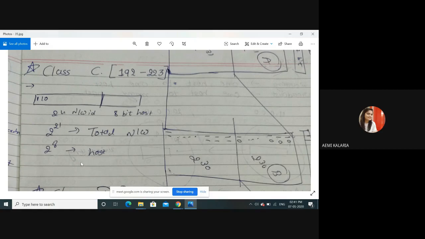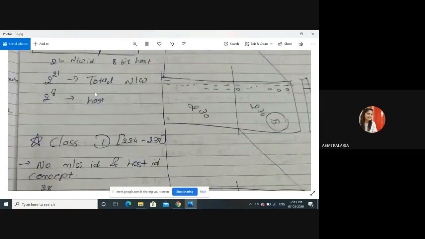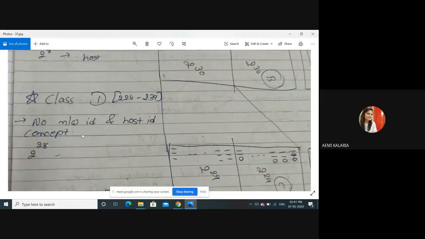So I hope I'm making sense. One by one, what am I doing? In class A, only the first 8 bits are for network and the remaining all for host. So the number of hosts is more in class A. In class B, I'm equally dividing: 16 bits for network ID, 16 bits for host ID. In class C, 2 raised to 24 means one by one I'm increasing the total number of networks. But inside that network, I'm decreasing the host ID. So here 2 raised to 24 total networks are possible, and 2 raised to 8 total hosts are possible in one network, right? Class D, no network ID, no host ID concept, right?